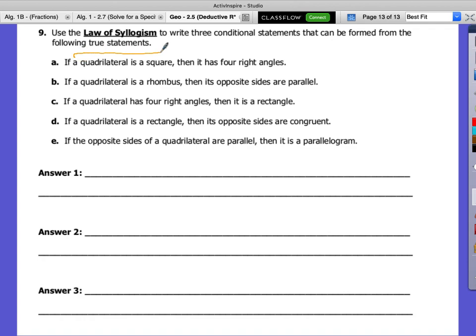A quadrilateral is a square. Have we seen that? It's P. It has 4 right angles. That would be Q. Okay? So this one goes P to Q.